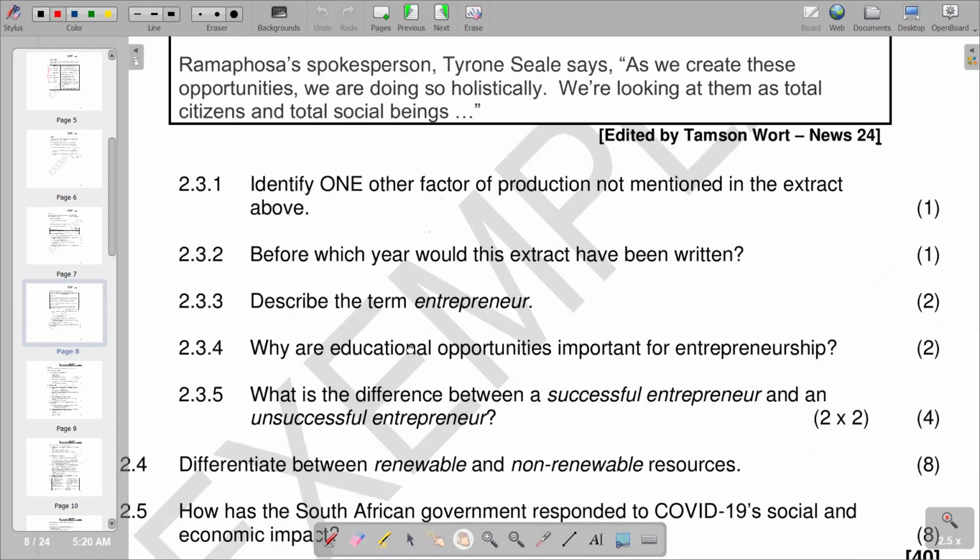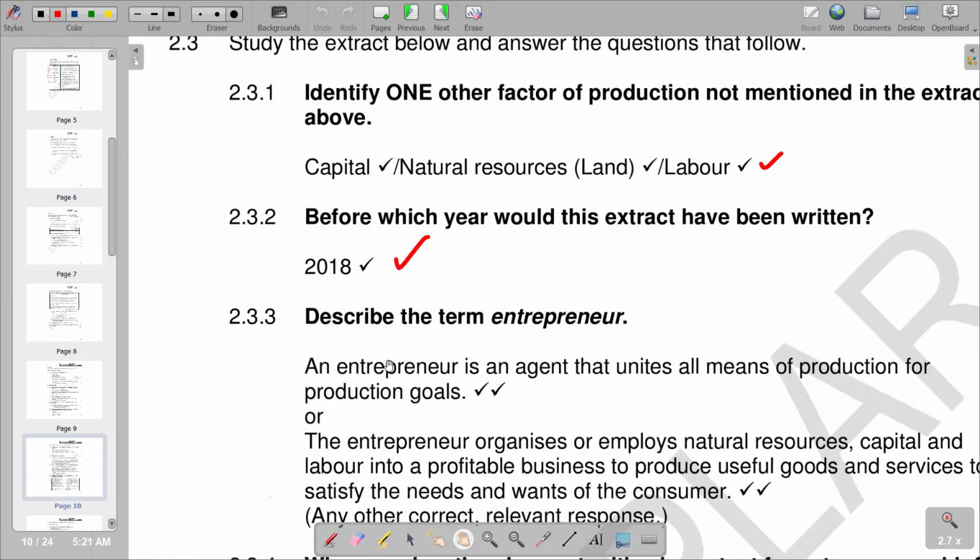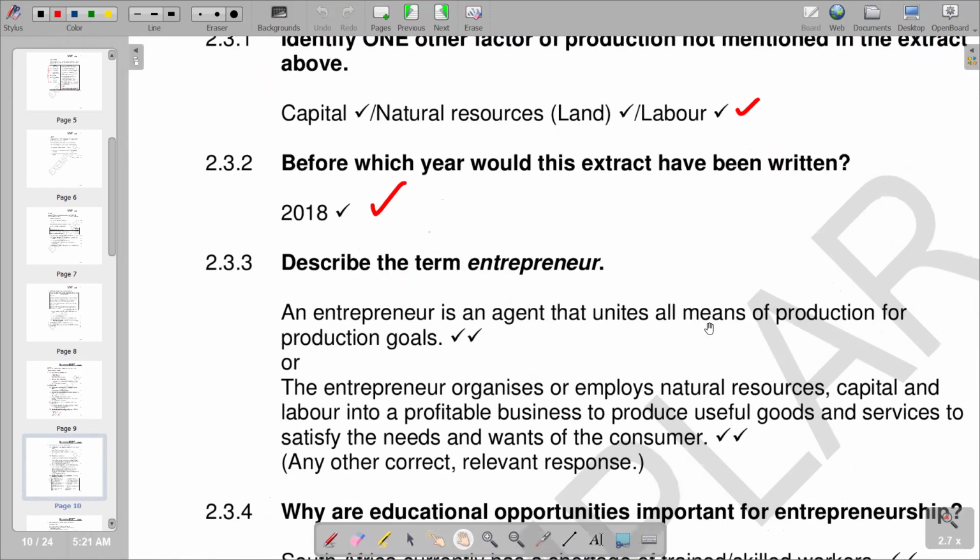describe the term entrepreneur. And we know that an entrepreneur is someone who is starting to operate a business as an initiative. And we know that this entrepreneur is trying to make use of the factors of production that are there to produce those goods and services. So we see the description that we have in the other section is that an entrepreneur is an agent that unites all means of production for production goals, or alternatively, we can describe it as the entrepreneur organizes or employs natural resources, capital, and labor into a profitable business to produce useful goods and services to satisfy the needs and wants of the consumer. So this is what we have on 2.3.3.